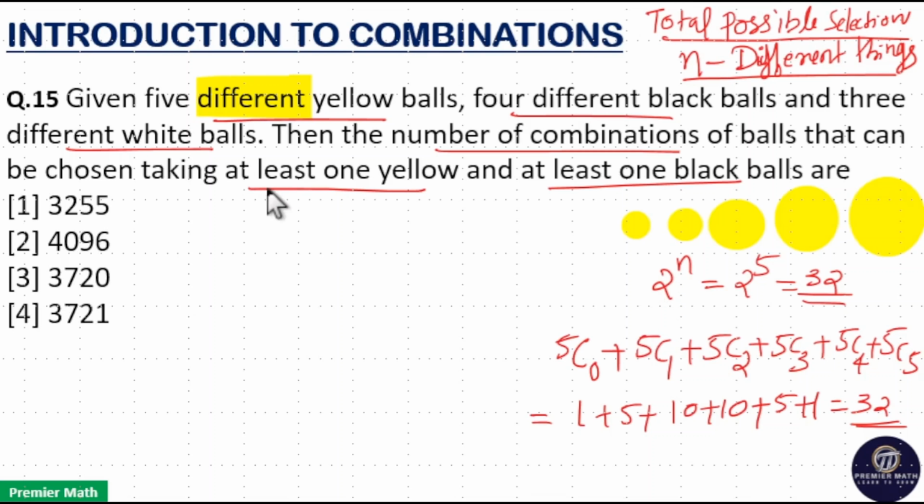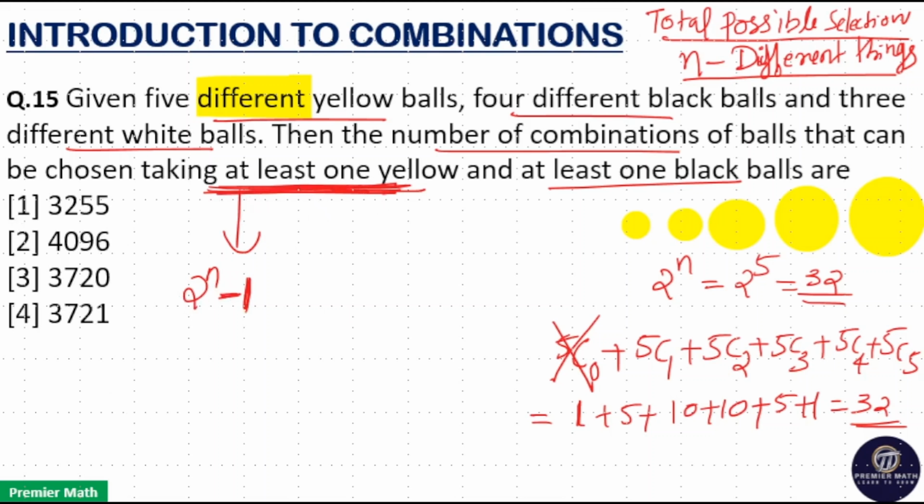But here in the question it says that we need at least 1 yellow. The question is about at least 1. So at least 1 selection can be done in 2 raised to n minus 1 ways. Because this 2 raised to n, the total possible selection, includes the 0 selection as well. So we have to subtract this 0 selection from the total possible selection. The 0 selection is 1. So subtract 1, that is not choosing any ball, from the total possible selection. So that is the at least one selection.